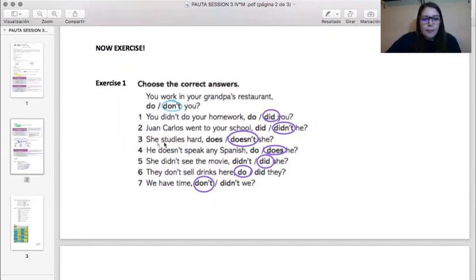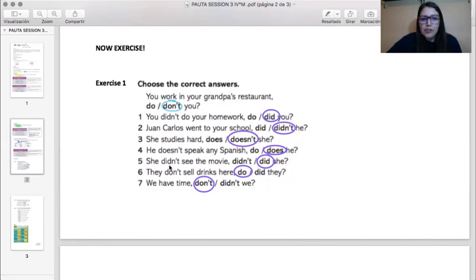Number 3, she studies hard, doesn't she? Here I have my verb in the positive is the third person, she, so I add, in this case, es. Recordar que la tercera persona, ¿cierto? El verbo presente, él agrega s. And I have my positive, so I use negative doesn't. Number 4, he doesn't speak any Spanish, does he? Here I have my negative, so I use positive.